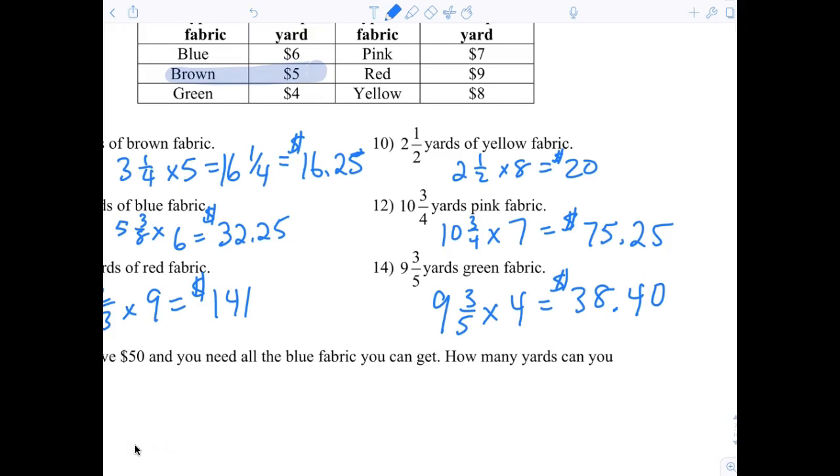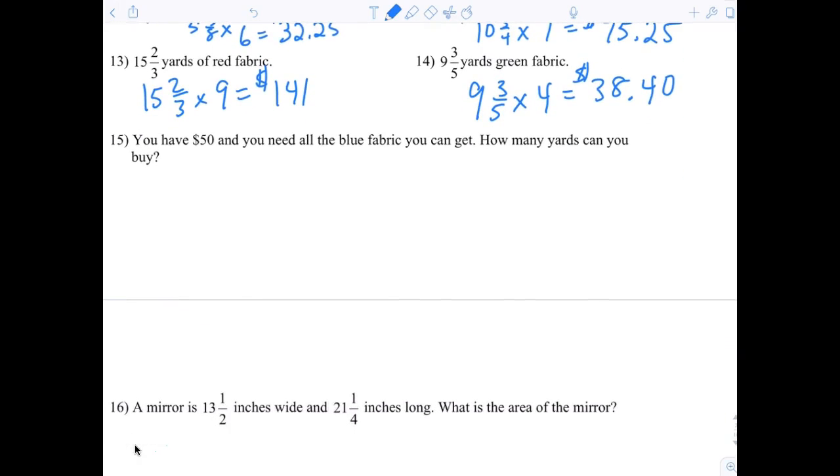All right. Now the next one's a good question. The next one's a little bit trickier. Not really, if you've been paying attention. So here we go. You have $50, and you need to buy as much blue fabric as you can. How much blue fabric can I buy? All right. Tell me. How did I get that? Come on now, I want to know.